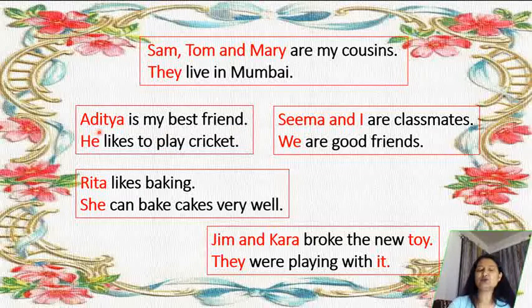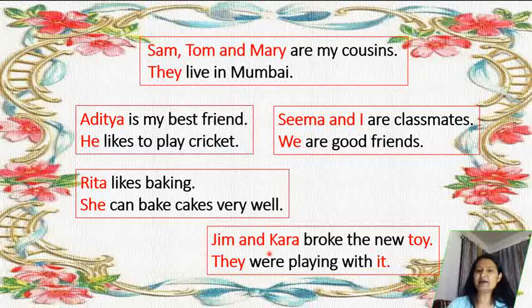Next, Aditya is my best friend. So instead of using Aditya again in the next sentence, we use the pronoun he and we write he likes to play cricket. Next, Seema and I are classmates. So in order to avoid the repetition of Seema and I again in the next sentence, we use a pronoun we. We are good friends. Okay. So next sentence, Rita likes baking. Instead of using Rita again in the next sentence, we are writing the pronoun she. Okay, instead of Rita, the noun, we are using the pronoun she. She can bake cakes very well.